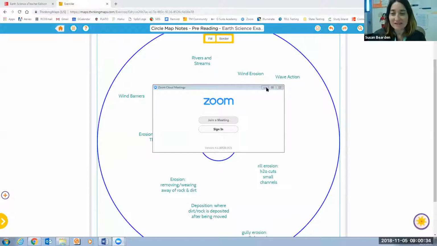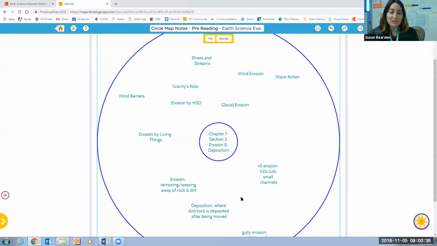If you have joined us in all of our previous meetings, you would know that we have covered how to use each of the thinking maps, and today's lesson is going to be about how to take pre-reading notes using a circle map. So this is a great way for us to build context and get an idea of what the heck this book is about. Why do I have to read this? All right, so this is how we do that.